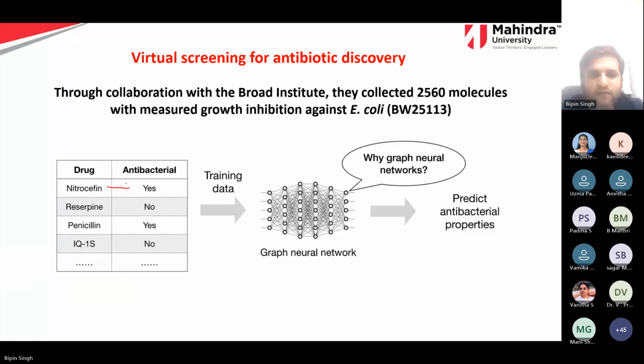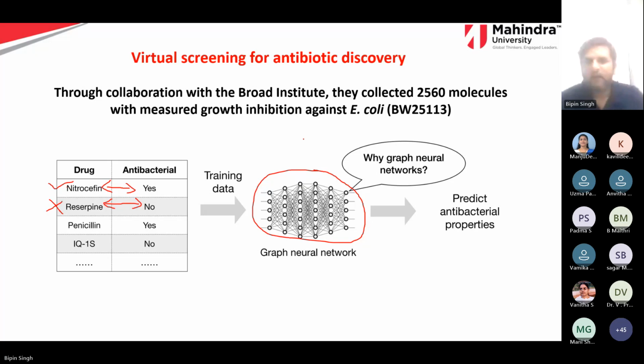How antibacterial nature, whether yes or no, is correlated with this drug. So if I can learn what features of this drug make it an antibiotic and which features a drug lacks that stop it from being an antibiotic, if I can learn something about that, I can use this model for classifying molecules which might have antibiotic properties, right?